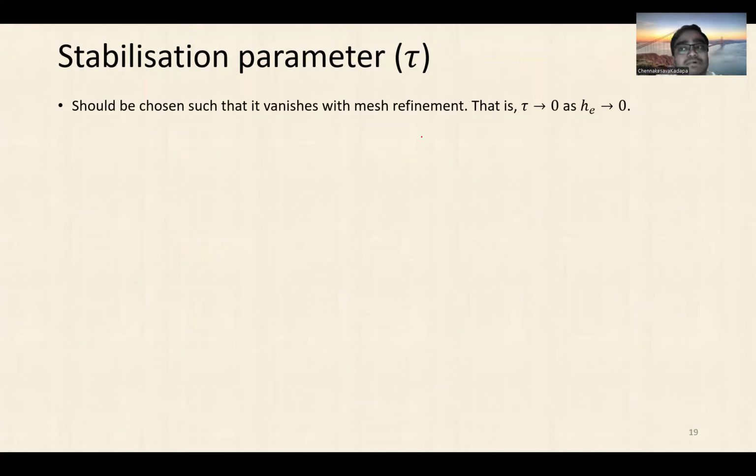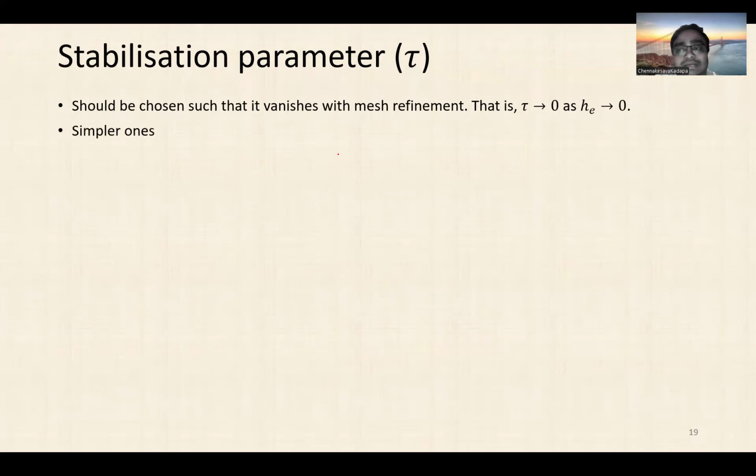And we have to choose the stabilization parameter tau such that it vanishes, that is, it goes to zero as we refine the mesh. We know that if we use a sufficiently fine mesh, we get rid of spurious oscillations. So if we were to use a sufficiently fine mesh, then the stabilization should have no effect. So we have to devise the stabilization parameter tau such that it goes to zero as the element size goes to zero.